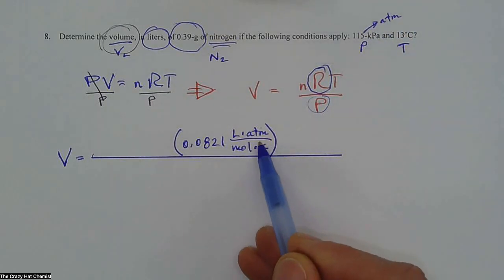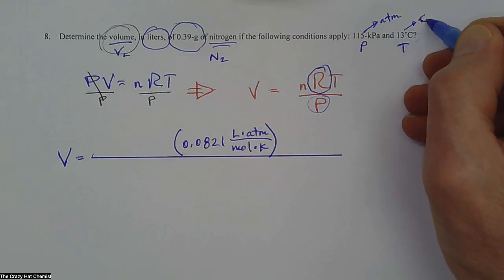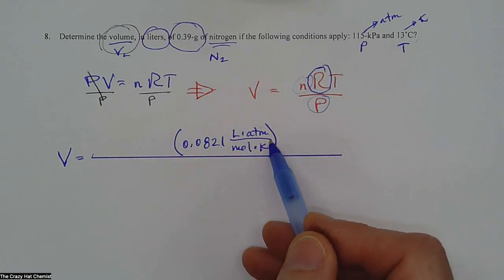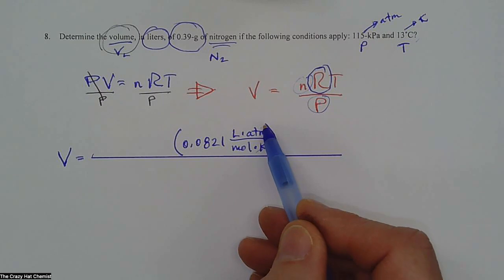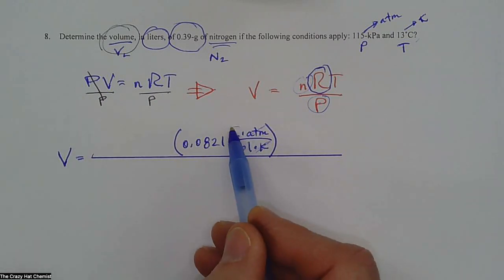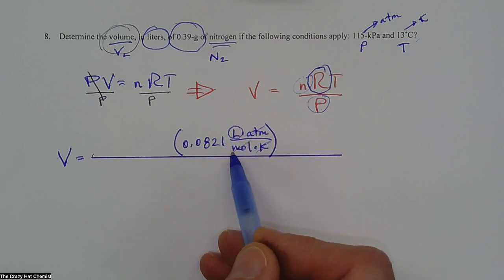The temperature must be in Kelvin. Is the temperature in Kelvin? No, I need to convert it to Kelvin. And then this n, in order for this to work out and cancel out the Kelvin of the temperature and the atmospheres of the pressure, and in order for me to solve for a volume where the units that do not cancel out are liters, I need to cancel out the moles.